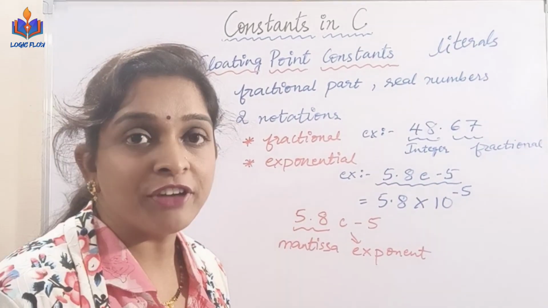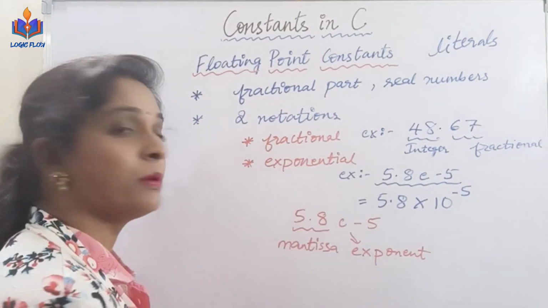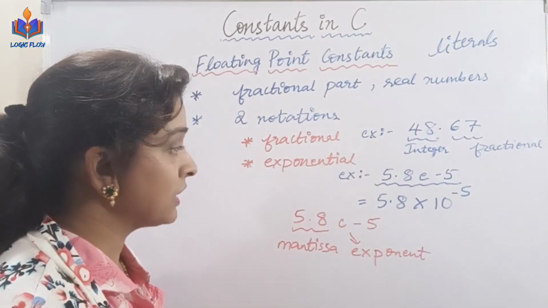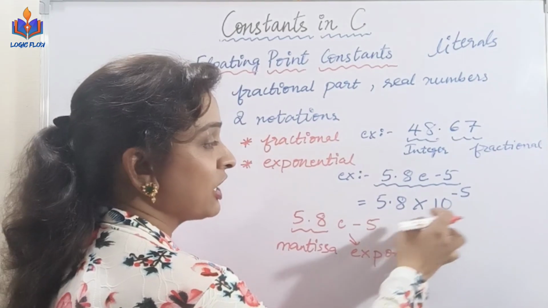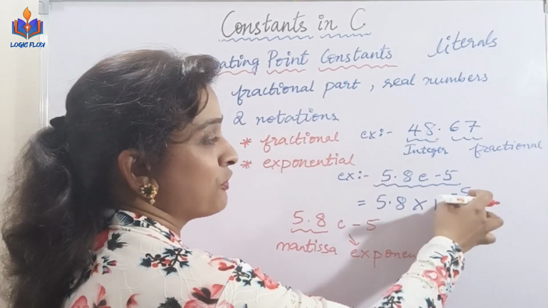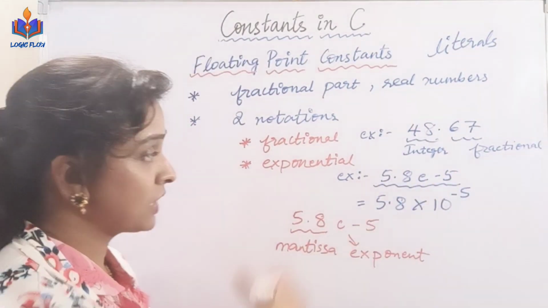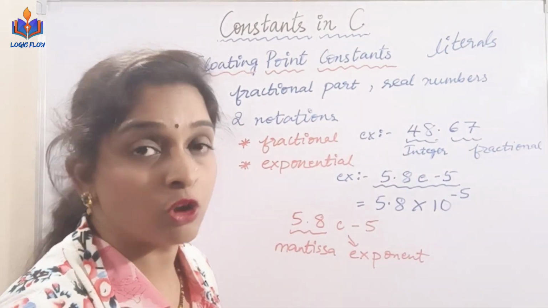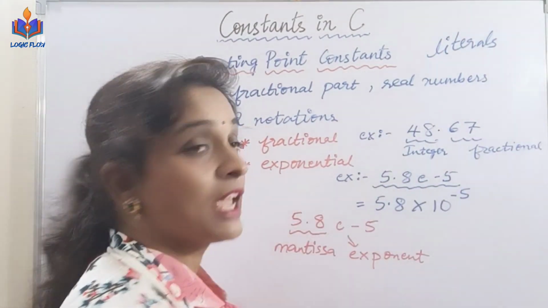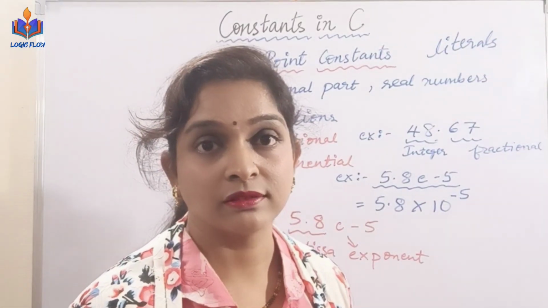So the effective value of the number is nothing but the mantissa multiplied with 10 to the power of its exponent. Then we get the lengthy fractional number. In order to represent long numbers, we use this exponential notation.